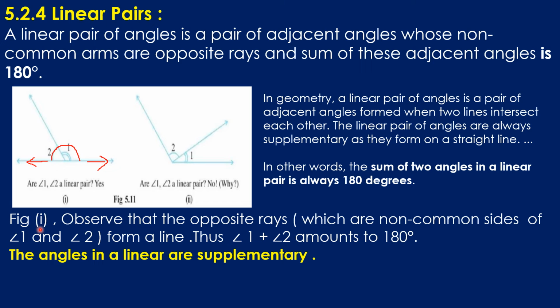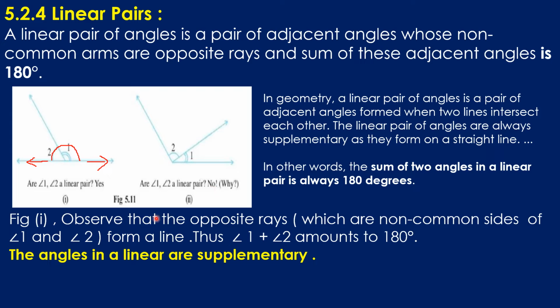So here we have figure 1 and figure 2. Here they are asking, are angle 1 and angle 2 a linear pair? It is yes. So we will see the explanation. And in the second case, are angle 1 and angle 2 a linear pair? Is it yes or no? It is no. So we have to mention the reason in both cases.